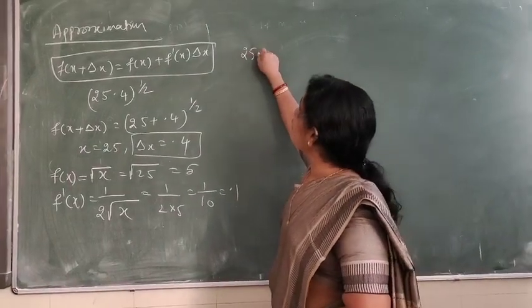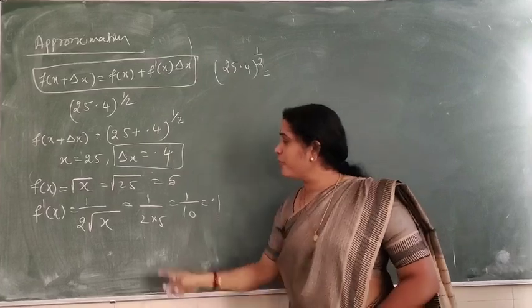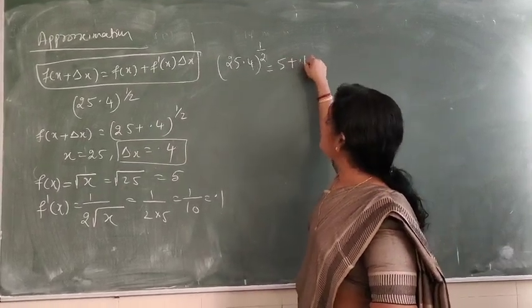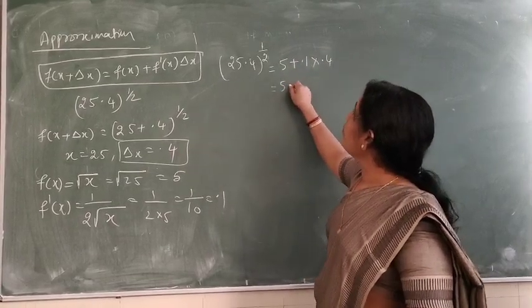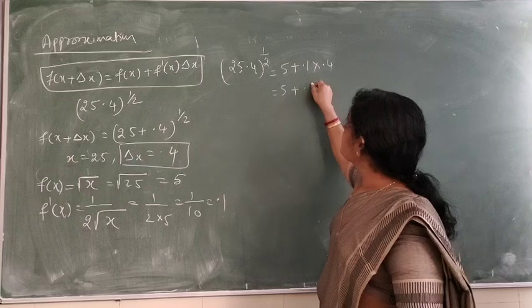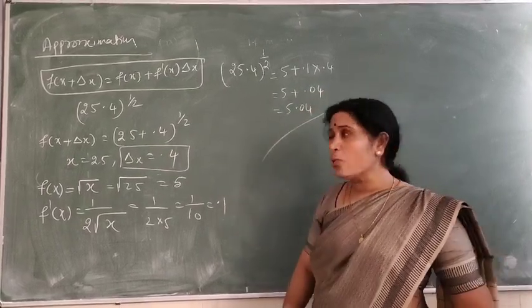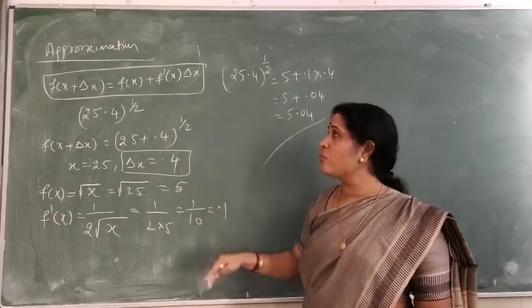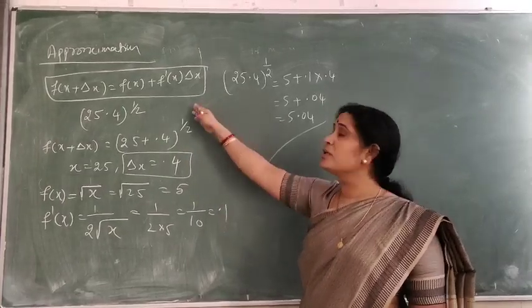That is 25.4 whole power 1 by 2, that is equal to f of x, which is 5, plus f dash of x 0.1 into delta x 0.4. That's equal to 5 plus 0.04. So that's equal to 5.04. Are you clear? Approximation is so easy. I have just shown one question, how to solve this. So whatever the difficulty of the question, you can get the answer through this formula.